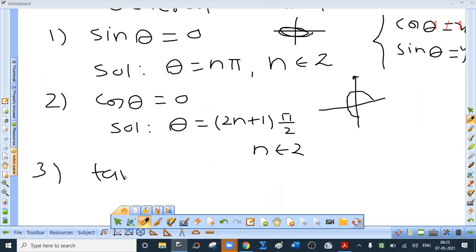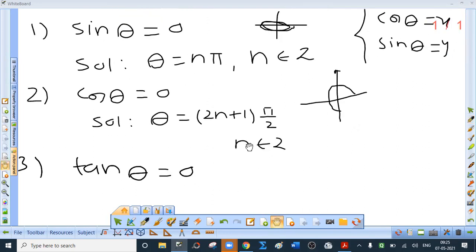Now tan theta is 0. See, tan theta is 0 when sin theta is 0 and cos theta is non-zero. So tan theta equal to 0 has the same general solution as that of sin theta equal to 0. I hope you are getting this. So tan theta equal to 0 has general solution theta equal to n pi, n belongs to Z. Is that clear? So this is about the general solution of these three equations: sin theta equal to 0, cos theta equal to 0, tan theta equal to 0.